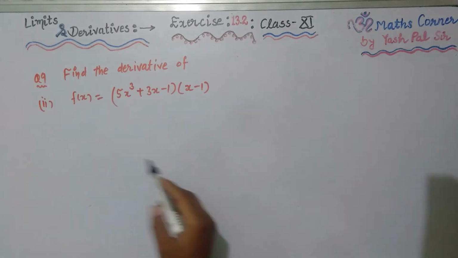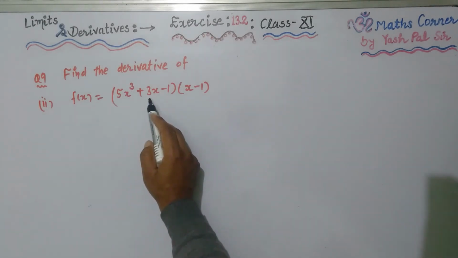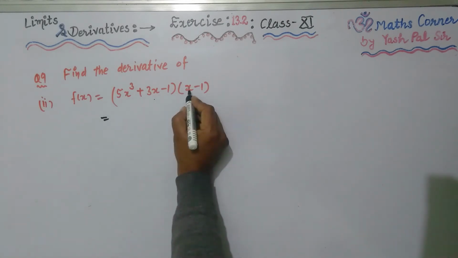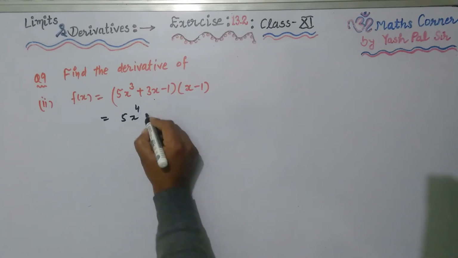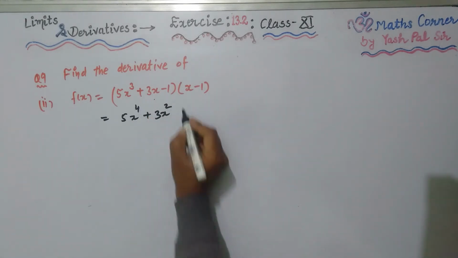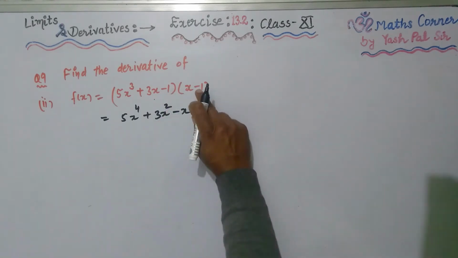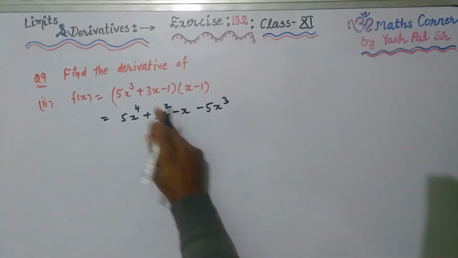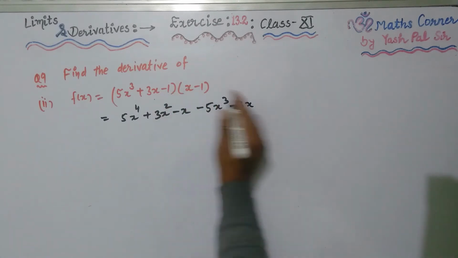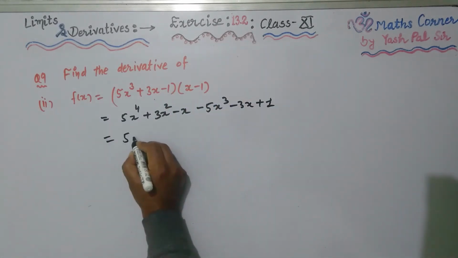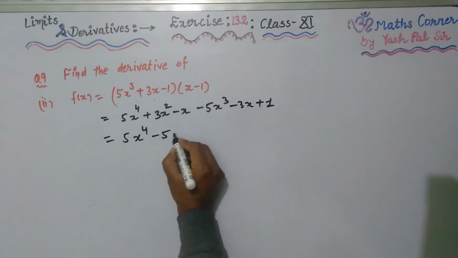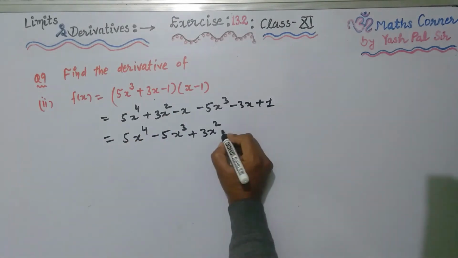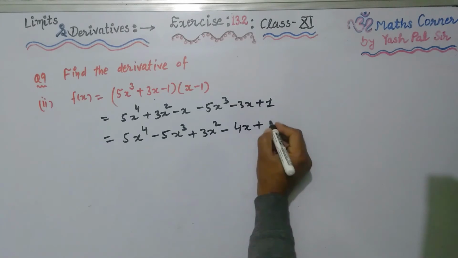Find the derivative of the second part, f of x is equal to 5x power 3 plus 3x minus 1 into x minus 1. So here also what we do, we multiply x into this whole: 5x power 4 plus 3x into x, 3x square, minus 1 into x, minus x. Next we multiply with minus 1, minus 1 into 5x cube, minus 5x power 3, minus 3x, minus minus, plus 1. So this becomes 5x power 4 minus 5x raised to power 3, this one, plus 3x square minus x minus 3x becomes minus 4x, lastly plus 1, right?